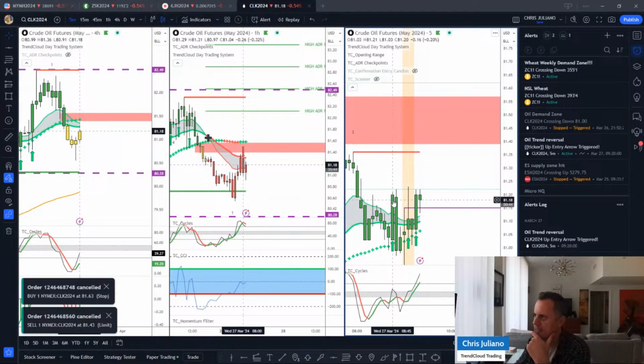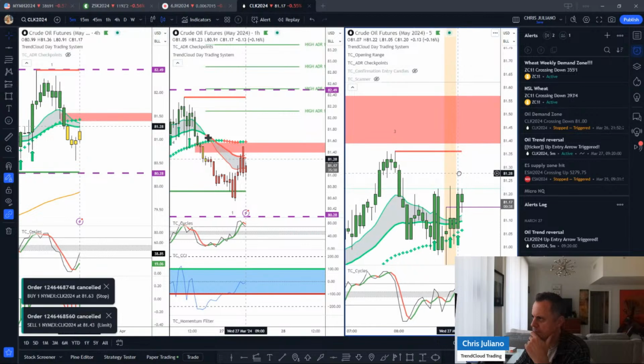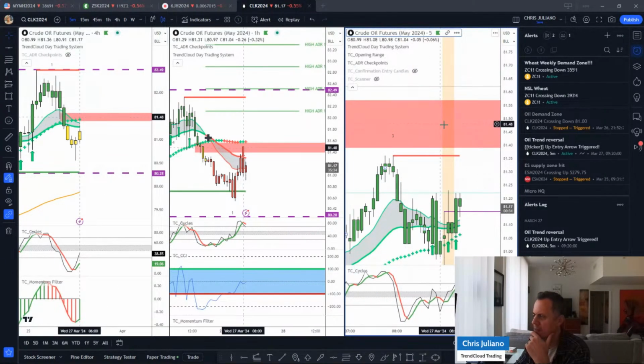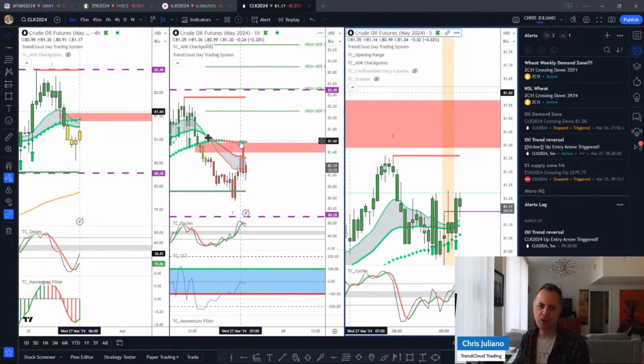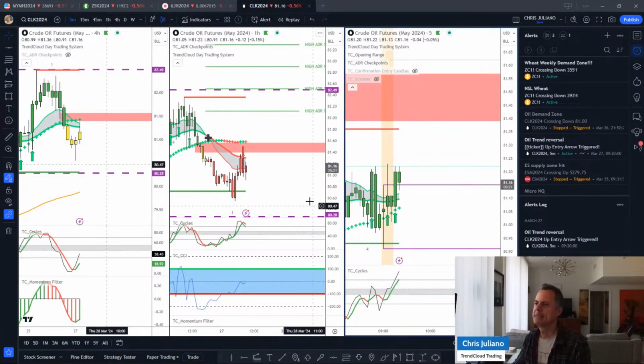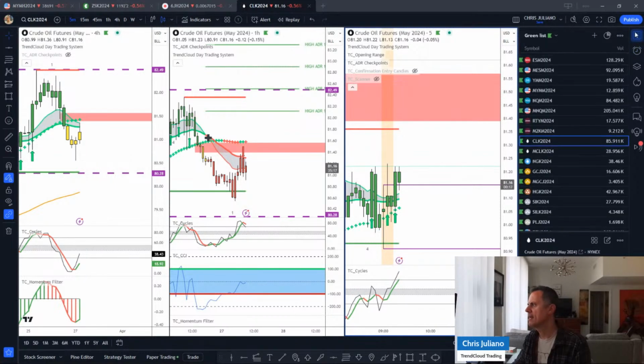So TrendCloud is telling us that by the time it gets up in here, we may start having problems. And look, we're going to be breaking through this structure to get to this supply zone, and TrendCloud is trying to tell us that. All right, so we're avoiding a situation that does not have optimal conditions. And that's a beautiful thing.